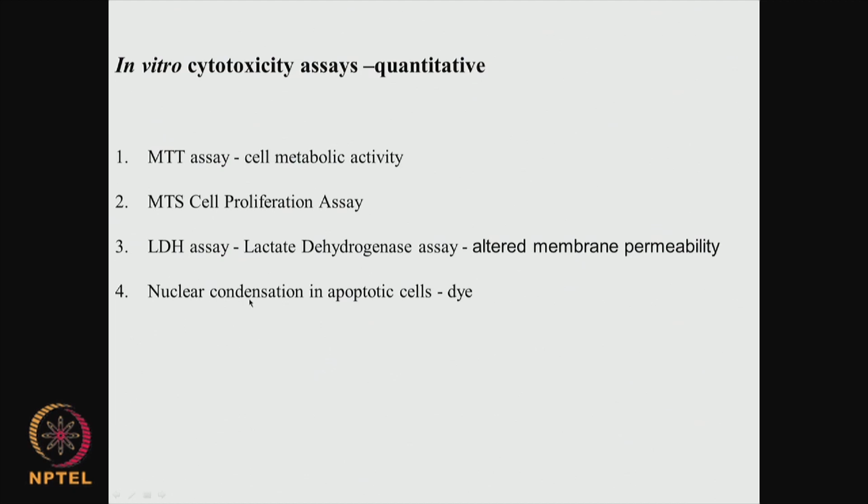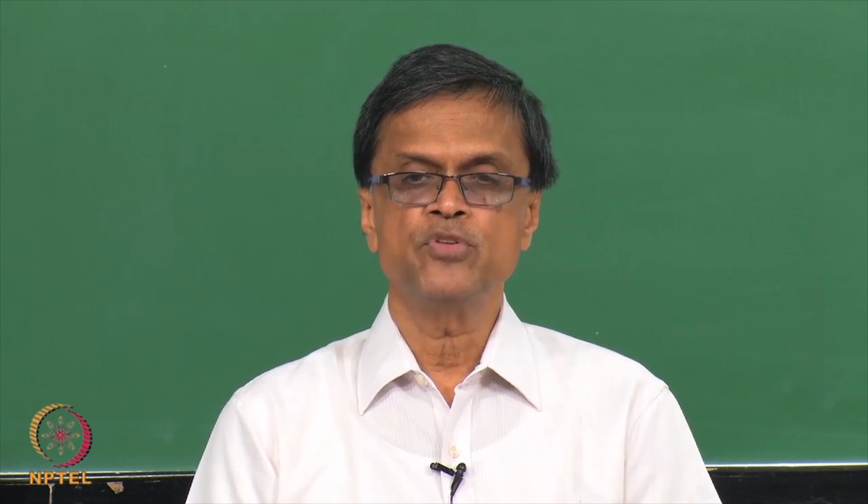Another is nuclear condensation in apoptotic cells. If the cells die naturally, which is called apoptosis, and we add some dye, we can see the nuclear condensation under a fluorescent microscope, and we can tell whether it has died because of apoptosis. If it has died because of unnatural causes like necrosis, there will not be condensation of the nucleus, it will be spread all over the place, so we can tell the necrosis.